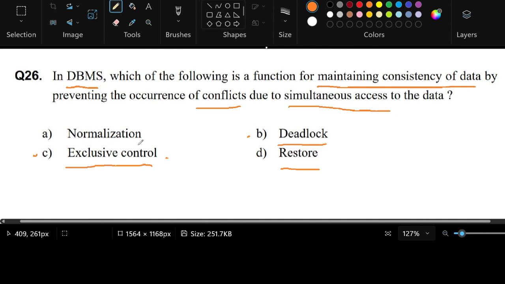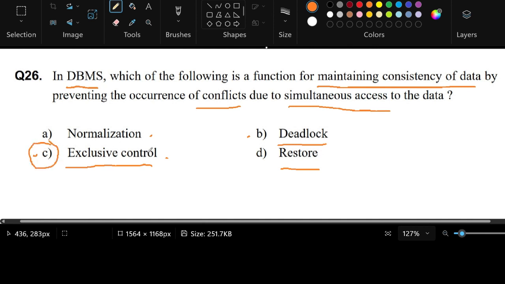Now, the last one, normalization, I think this is more of how to create a database. If you have several data fields, names of patients, and things like that, how do you create a database out of that information? That could be called normalization. Okay, so the correct answer here is letter C, exclusive control.